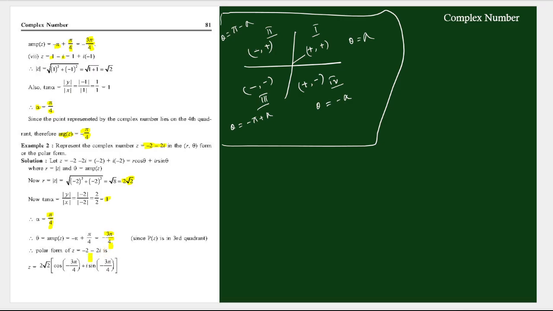So the polar form of this one will be r cos theta, where theta is minus 3 pi by 4, and i sin theta, where theta is minus 3 pi by 4. Okay.